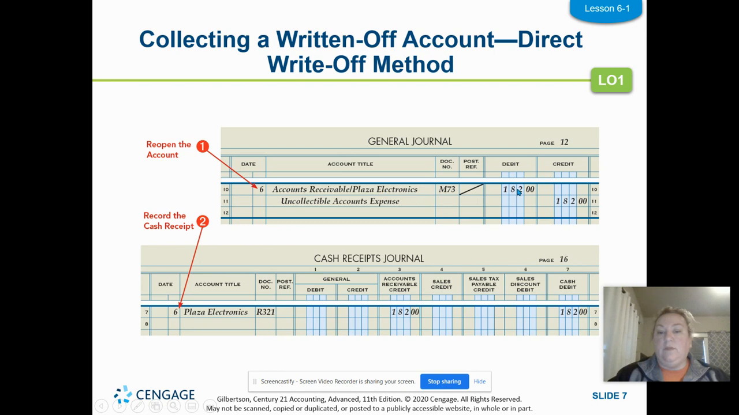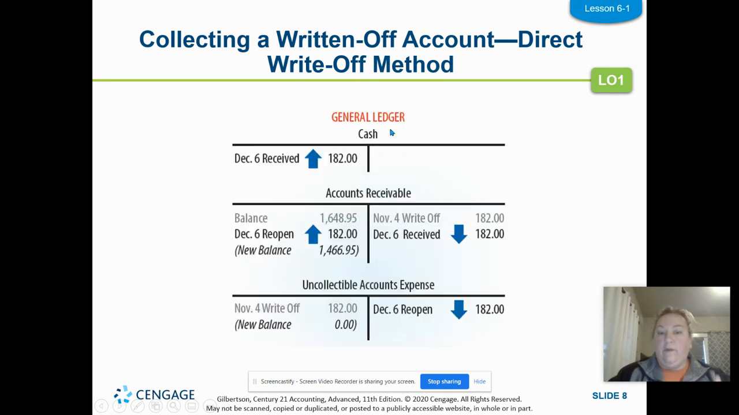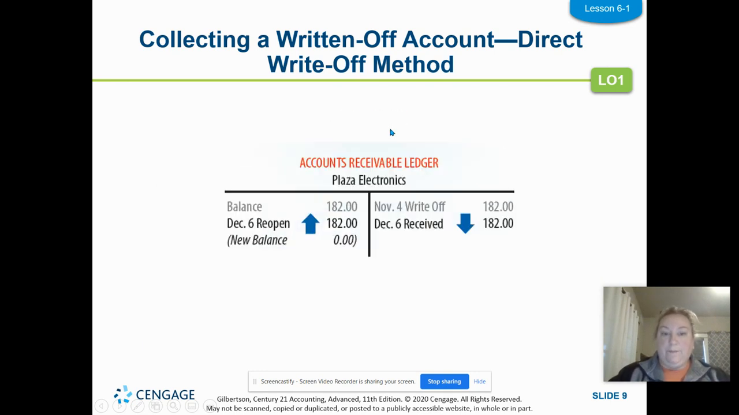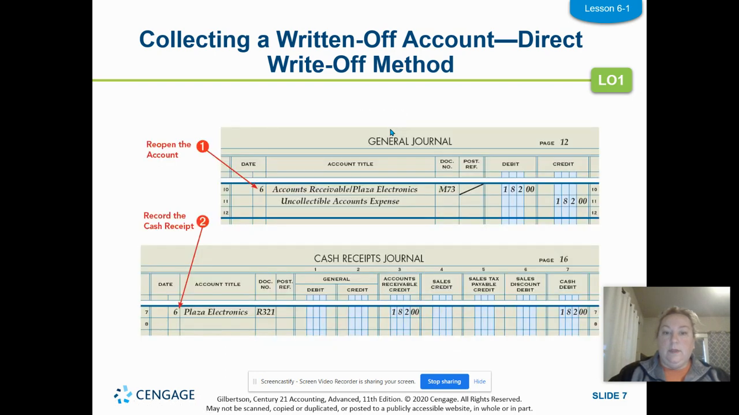So in this case, it's Plaza Electronics. So this is the first step. So we have to reopen. So we're going to do the same transaction that we did to write it off, but we're just going to reverse it. And then we record it in our cash receipts journal because we've received the check for it. So here is the date, Plaza Electronics. Here's our receipt for the check, and we write it off.